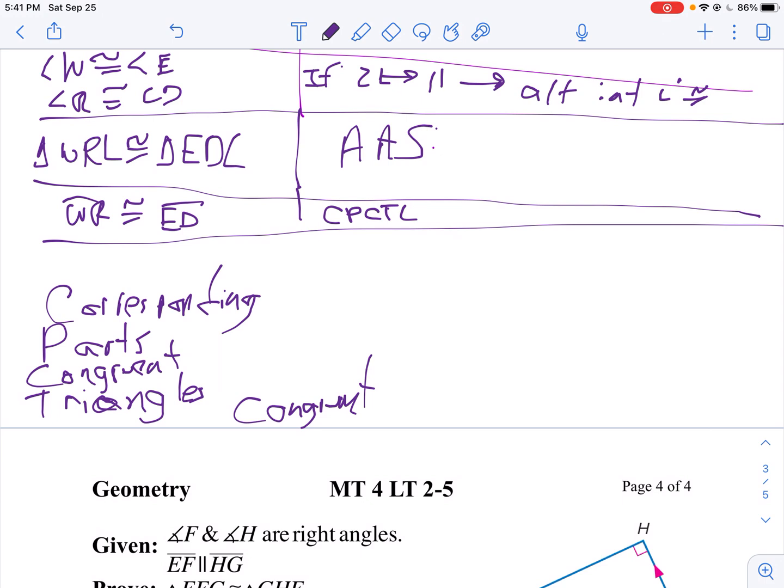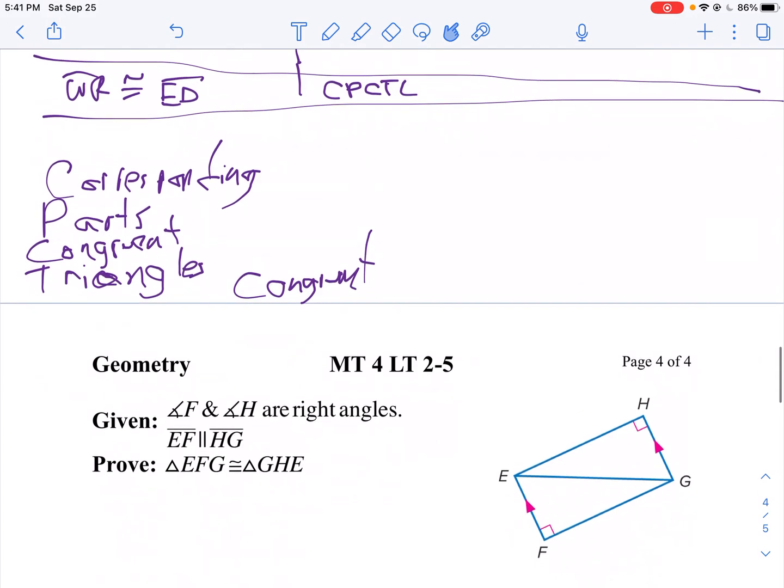That's CPCTC. You could also use definition of congruent triangles if you so choose. When you do your assignments on Alex, the pull-down menu is going to have CPCTC in it, so that's why we're going to use that one. Okay.